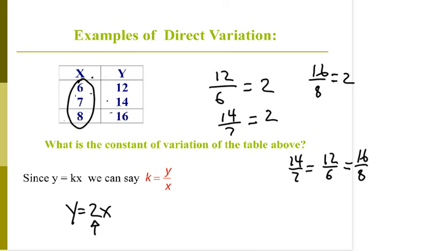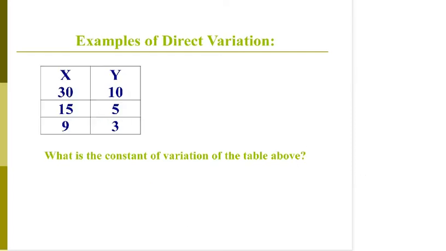Here's another example of a direct variation. Notice that if we were to write a ratio for each of these numbers, y over x, we would end up with 10 over 30 being reduced to 1/3, 5 over 15 would also reduce to 1/3, and 3 over 9 would also reduce to 1/3. So it looks like our constant of variation is 1/3.